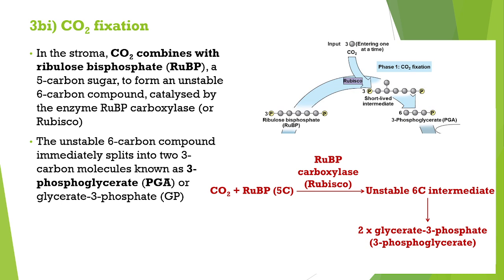So with the addition of 1 carbon dioxide, it forms a 6 carbon intermediate compound, which will quite immediately split into 2 3-carbon molecules known as phosphoglycerate or PGA. Okay, and this addition of carbon dioxide to RuBP, to form that 6-carbon intermediate, is catalyzed by an enzyme called ribulose bisphosphate carboxylase, or Rubisco for short. Okay, so on the screen you see the equation. So this is the first phase of the Calvin cycle, the carbon dioxide fixation.